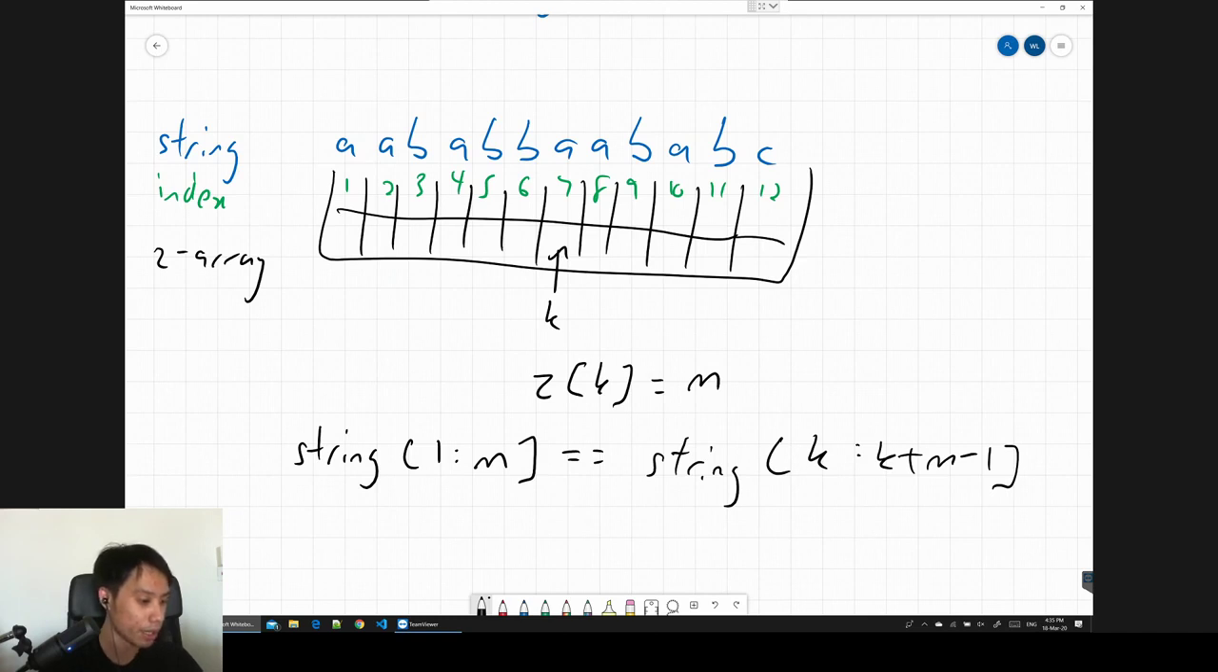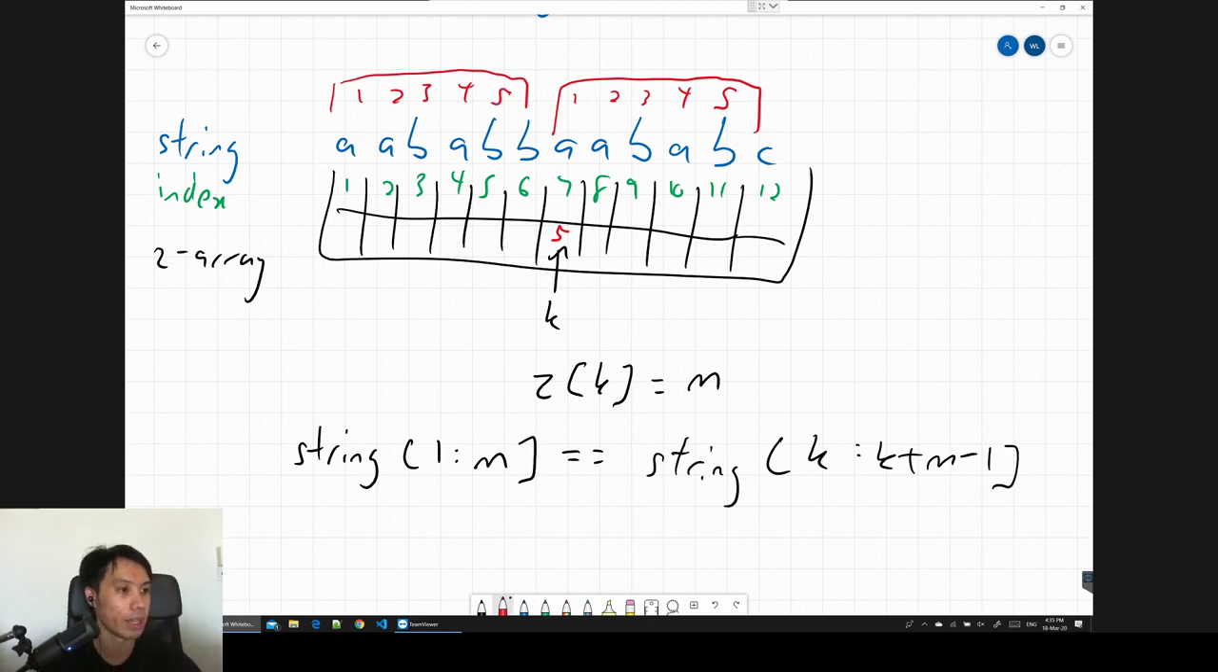So in my example here, my K is going to be 5. Why is my K 5? Because if I compare 1, 2, 3, 4, 5 with 1, 2, 3, 4, 5, you're going to realize my characters are the same: A A, B B, A A, B B. Perfect.